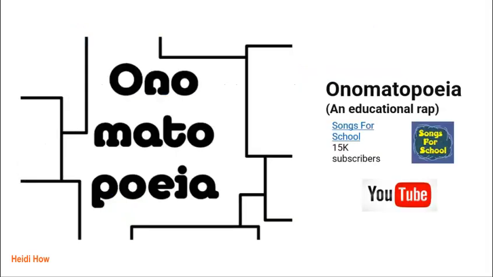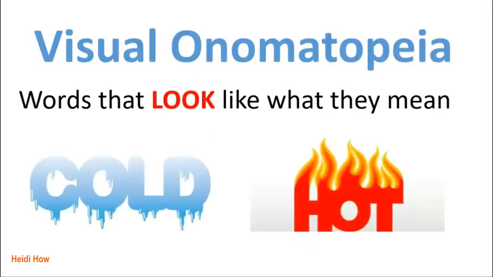I also like to show this video. It's a language arts teacher rapping about onomatopoeia. It's very catchy and fun. My students love it. And then we talk about what it means to make visual onomatopoeia. How can you make words that look like what they mean? You have to spell the word, but you also have to draw and color the letters so they convey the meaning even to someone maybe who doesn't speak your language.